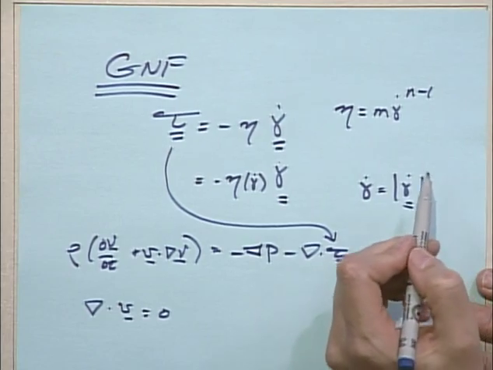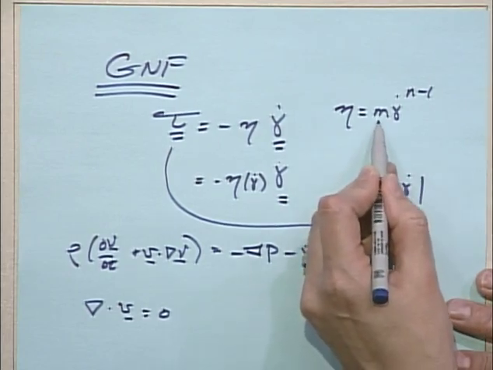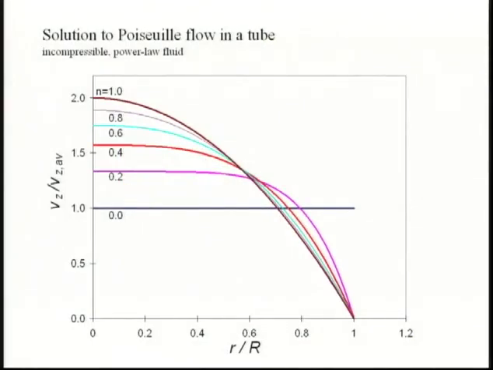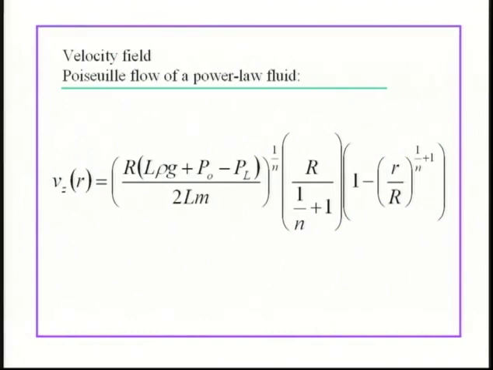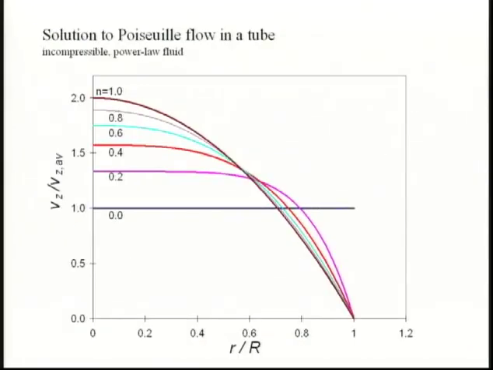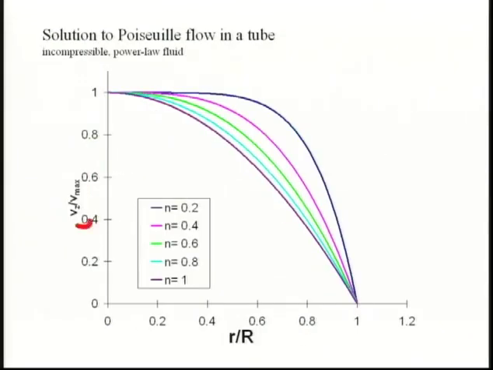So whatever we calculate will be a function of these parameters, the power law index and the consistency index. And so that shows here that the velocity field is a function of the power law index. Where's m? Okay, there's m. M just affects the overall magnitude of the velocity. So when we plot it as velocity over v average or velocity over v maximum, m doesn't have any effect at all. It's only n that has some interesting effect.